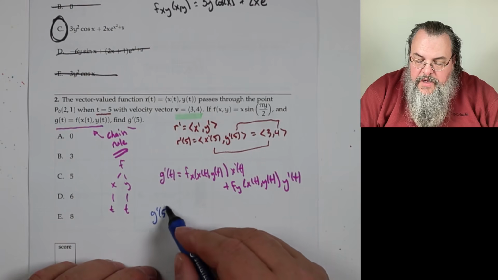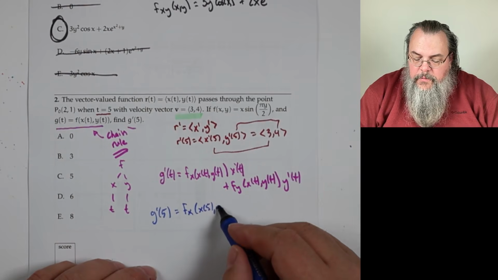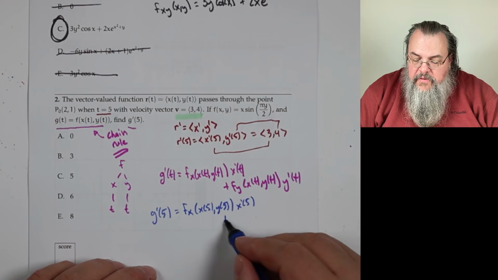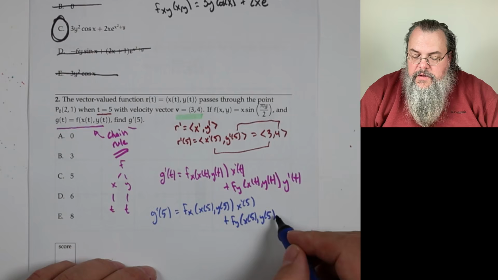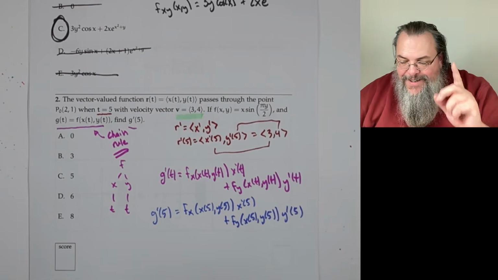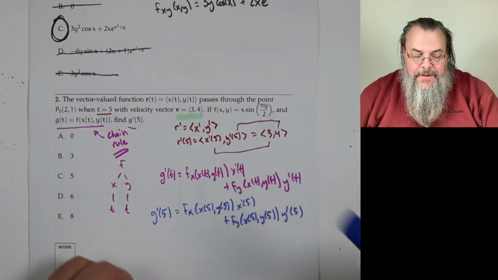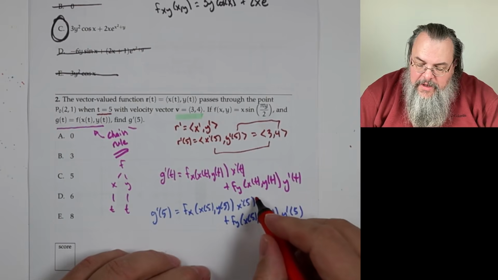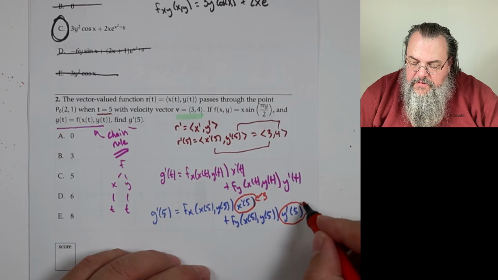So g prime of 5, that's f sub x of x(5), y(5), times x prime of 5, plus f sub y of x(5), y(5), times y prime of 5. And we already went through great lengths to say we know what x prime and y prime are. Okay, so x prime of 5, this is 3, y prime of 5, this is 4.